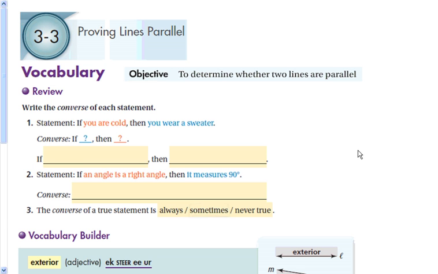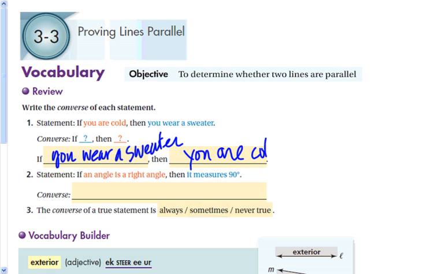If you wear a sweater, then you are cold. You can pause now and start the video again, and you can see the answers to the rest of these questions.